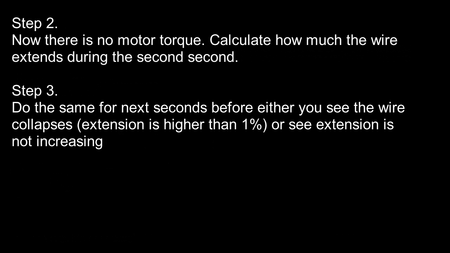So after we found omega 2, we need to do a very similar calculation for the second step. On this step there is no motor torque anymore, so the control system removed it, just letting the drum accelerate and give away the rope.